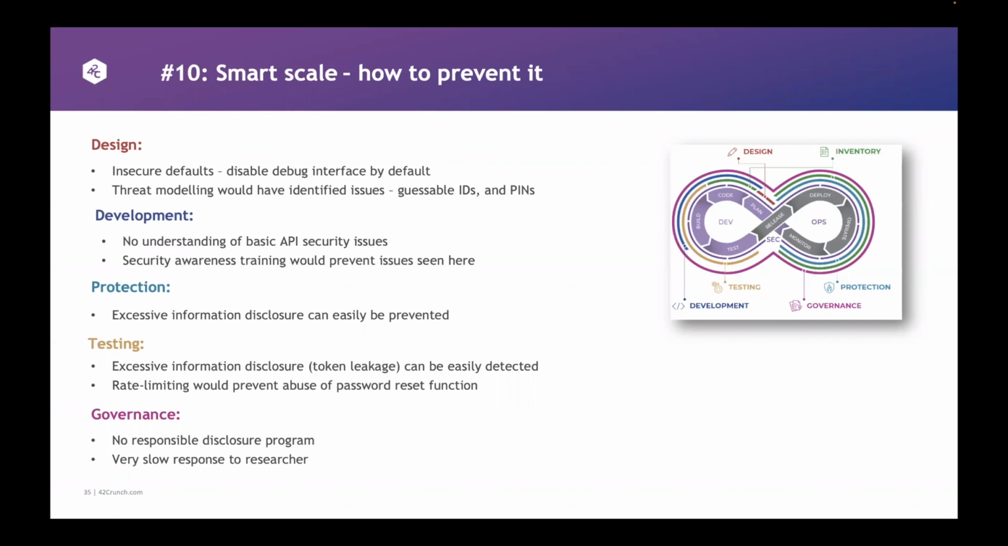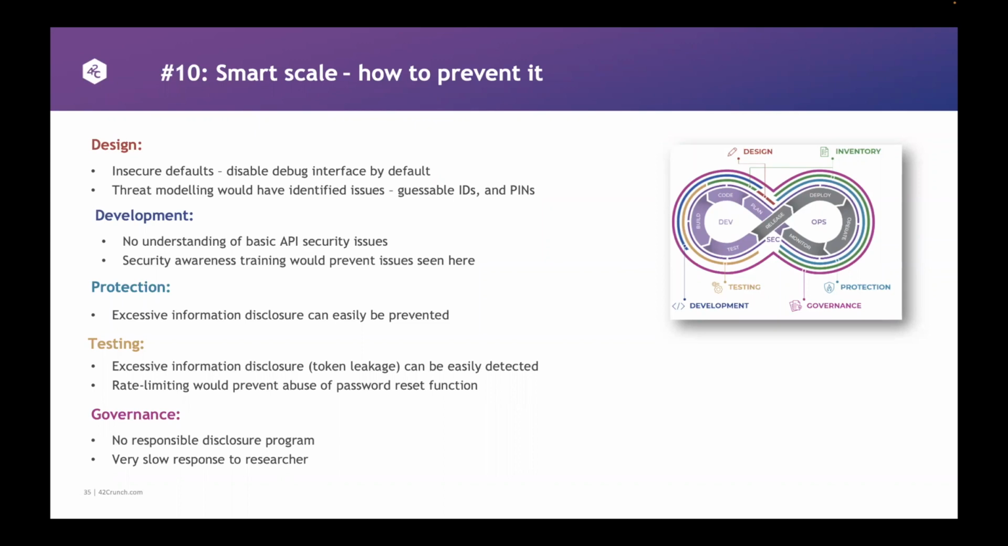Development, pretty lacking in basics. They allowed things like you could steal the session token from the UI and use that on the API. These things are simple. A couple of hours of security training would get that solved. Protection, again, excessive information disclosure, where they leaked too much information. They leaked not only PII, but they leaked the refresh token, which is basically nullifying their authentication method. Testing, dead easy to go and find a leakage of tokens and information.